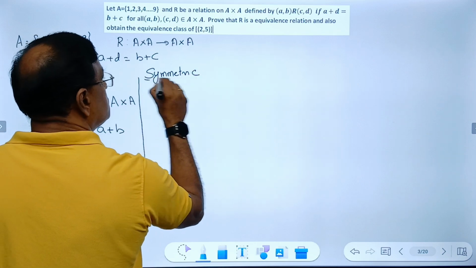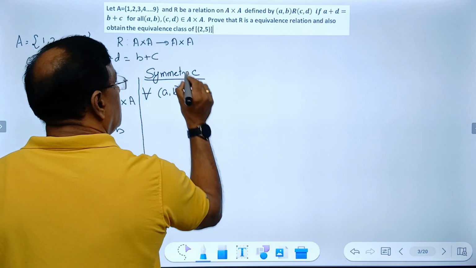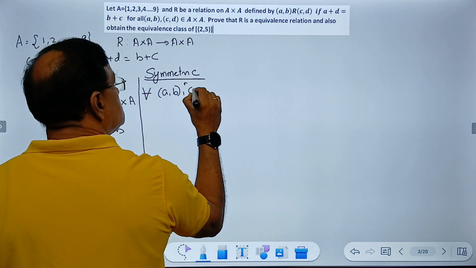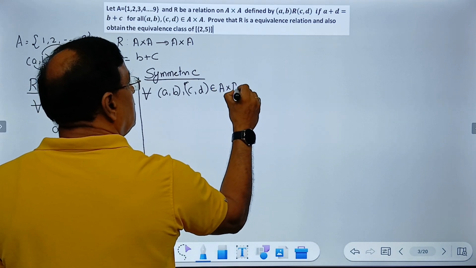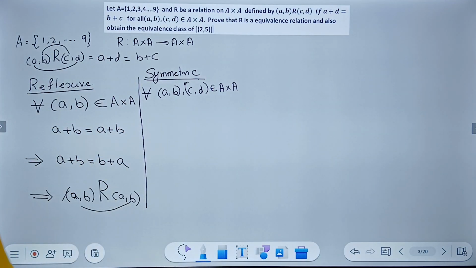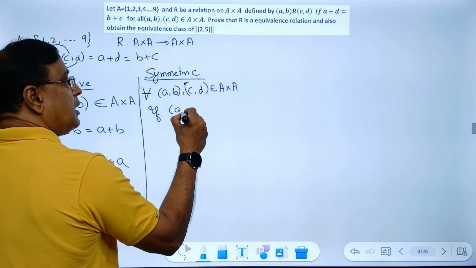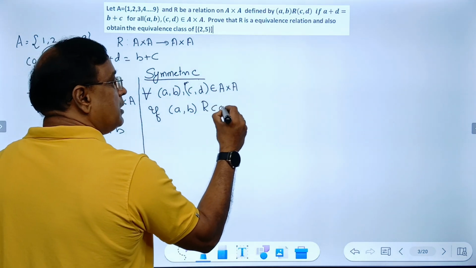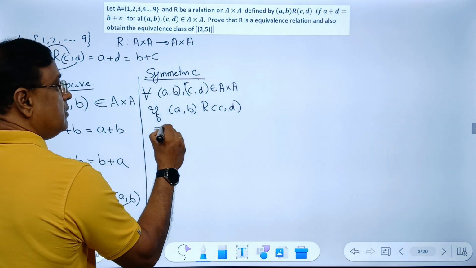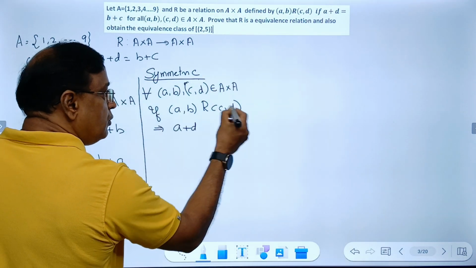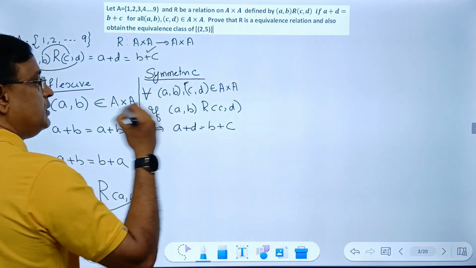How many elements should I choose? I should choose 2 elements. What are they? A comma B and C comma D belong to A cross A. Now, if A comma B is related to C comma D, what do you know? That means A plus D, known to you from the definition, is equal to B plus C, correct? From the definition you know it.